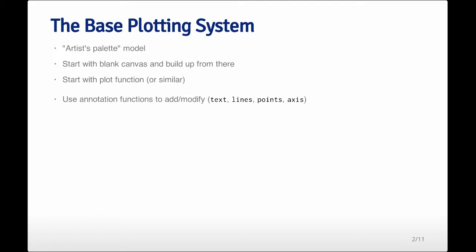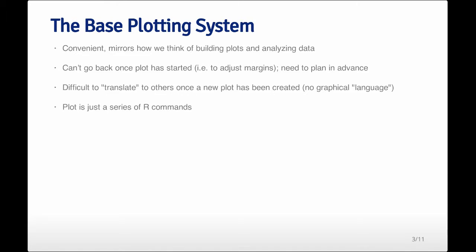The typical mode for this type of model is to use the plot function. So there's always a function that generates a plot, and then there are other functions that so-called annotate the plot. These are functions that add things like text, lines, labels, and things like that to the plot. So there's the generation, and then there's the annotation. The nice thing about this system is it's very convenient. It's intuitive, and I think many people think of building plots in this manner.